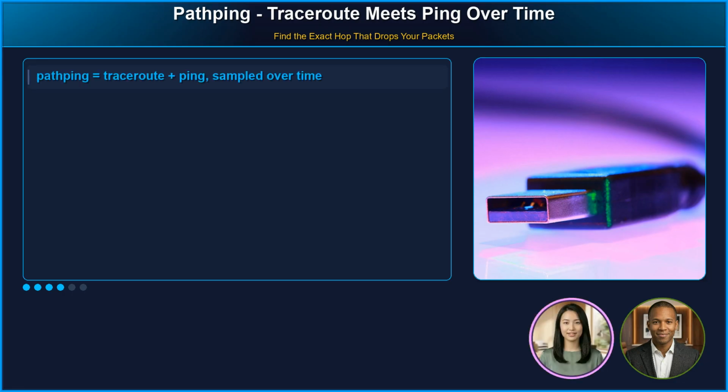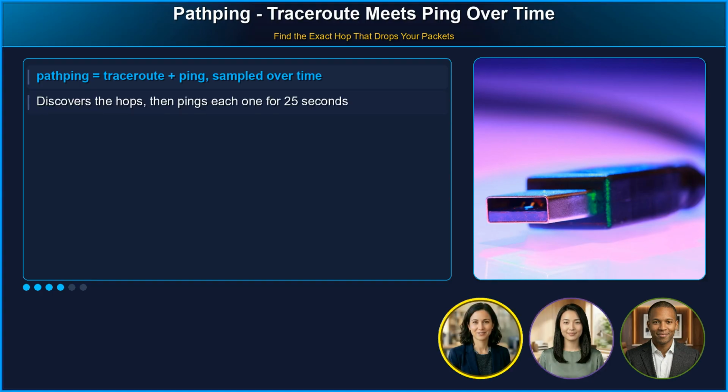Here is where things get interesting for anyone troubleshooting a real network. A plain traceroute shows the path, but it does not tell you which hop is dropping packets over time. Pathping fills that gap. Pathping is a Windows command that first runs a traceroute to discover the hops. Then, for roughly 25 seconds, it sends a batch of pings to every single hop on the way. So it is essentially pinging every router the traceroute discovered, not just the final destination.